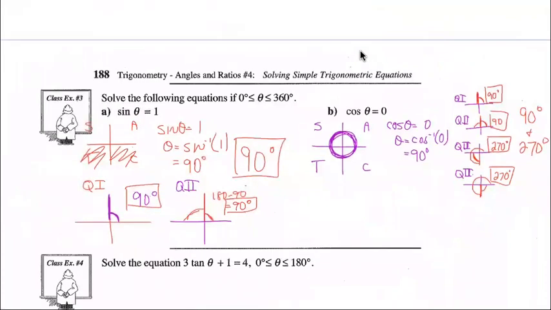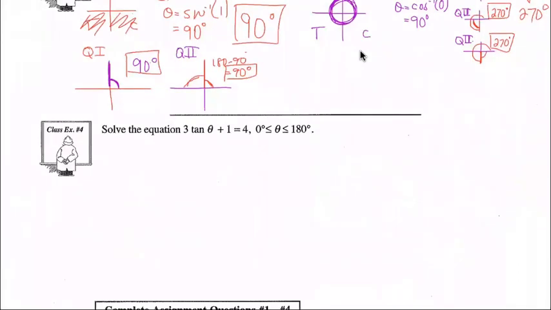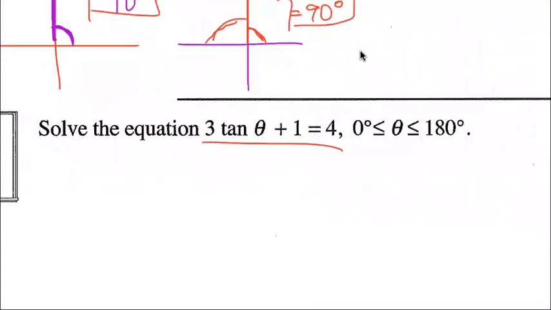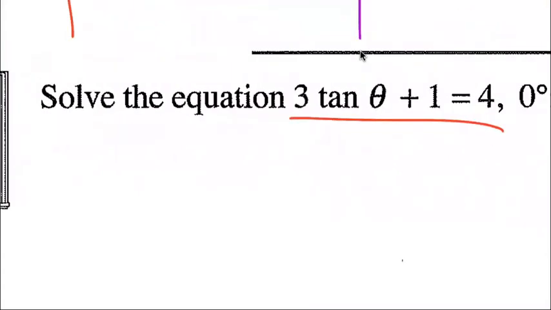Example 4, solve the equation 3 tan theta plus 1 is equal to 4, where theta is between 0 and 180 degrees. So here's our first question in which we're restricted to the first half circle, the first 2 quadrants. Okay, but we've never really seen this, have we? We can simplify this statement.